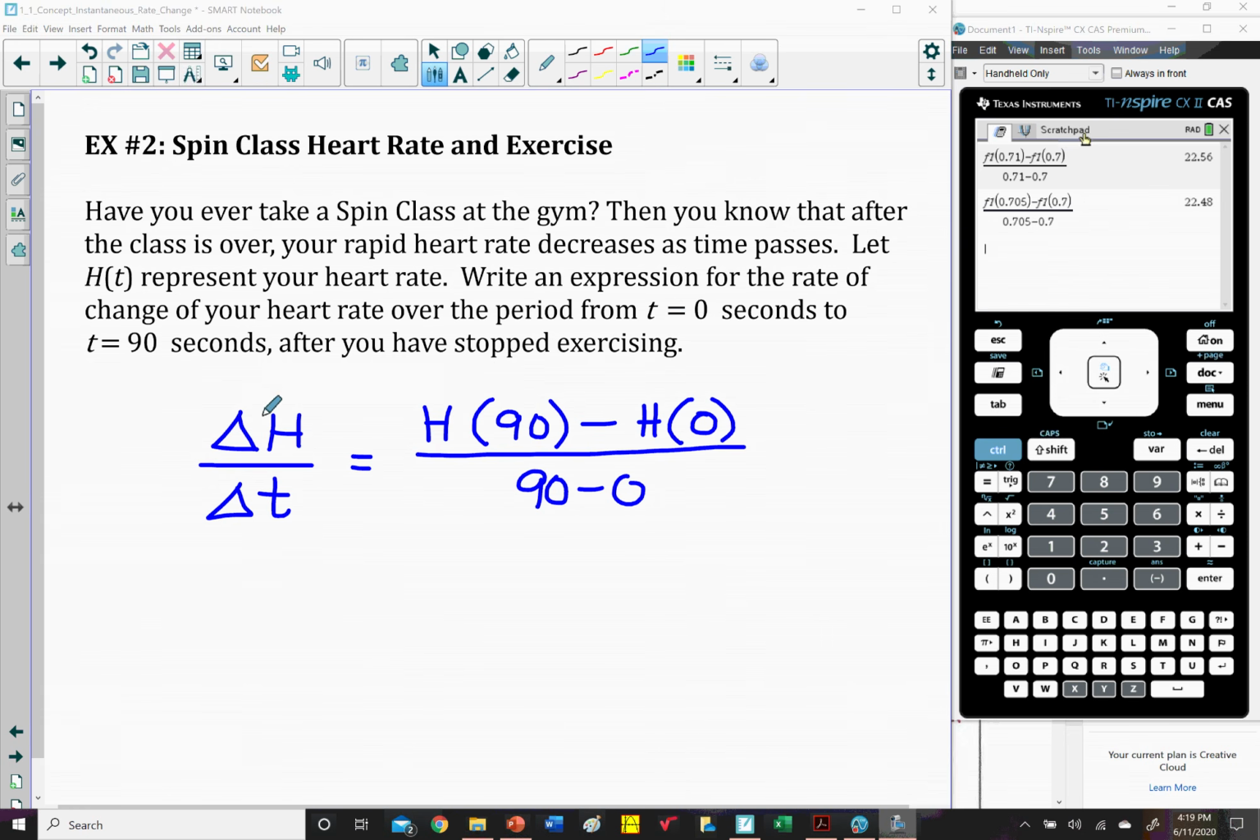And you can see I've got my average rate of change is the change in my heart rate divided by the change in the time. And we don't have a function, so I can only represent that as the function value of my heart rate at 90 seconds minus my heart rate at 0 over that 90-second period of time. So our heart rate would be in beats per second if we needed the units on that.